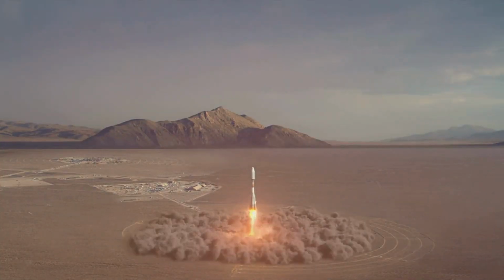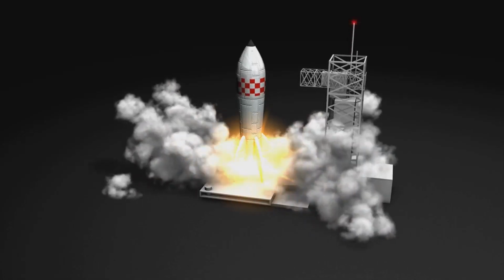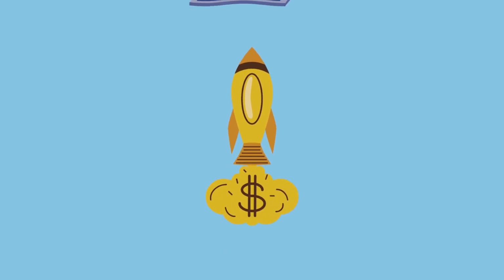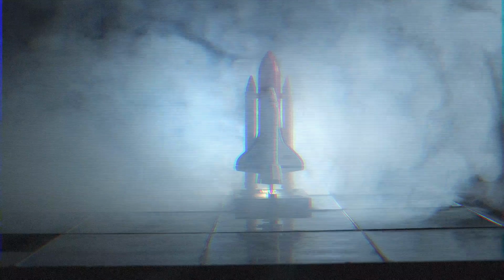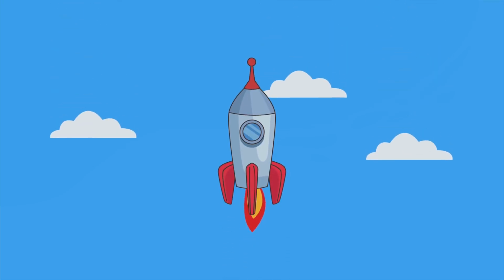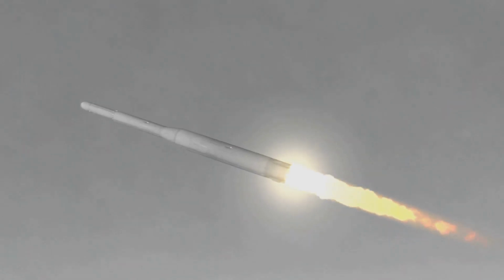Lastly, let's look at rocket launches. When a rocket is launched into space, the force of the engines propels it upward, overcoming the force of gravity pulling it back down to Earth. This is a perfect example of Newton's third law in action, as the rocket pushes against the ground with a force that is equal and opposite to the force propelling it into the sky.